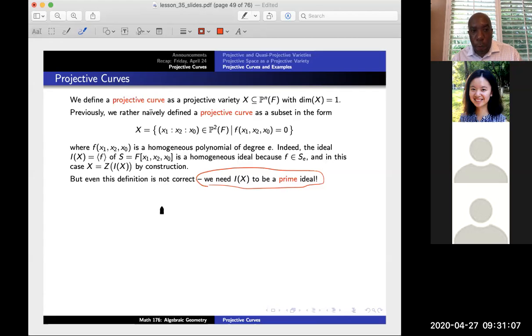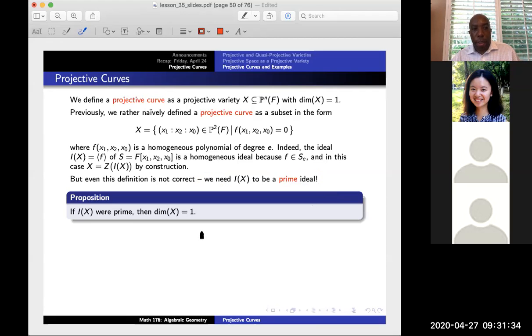So now, in order for all of this to make sense, we actually need I of X to be a prime ideal. What I'm going to try to do over the next 15 minutes or so is go through some of the examples we did earlier and focus on whether we really need to check that I of X is a prime ideal. I'm going to try to convince you that we actually already checked it; we were just being a little bit sloppy about it. Let me make this last point here: if I of X were prime, then we actually do have a curve.